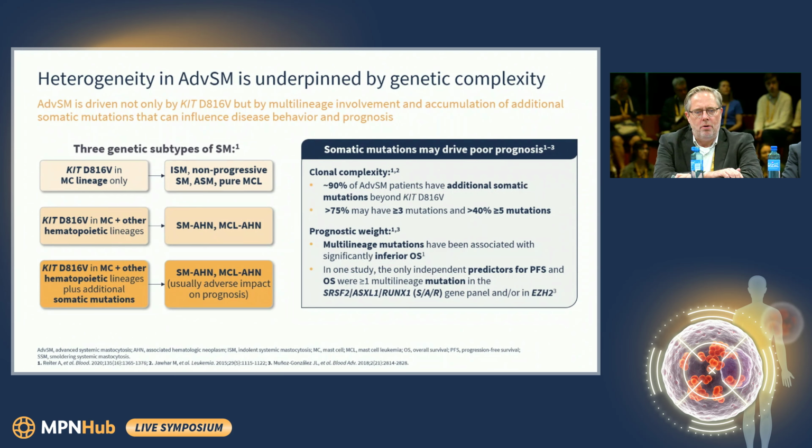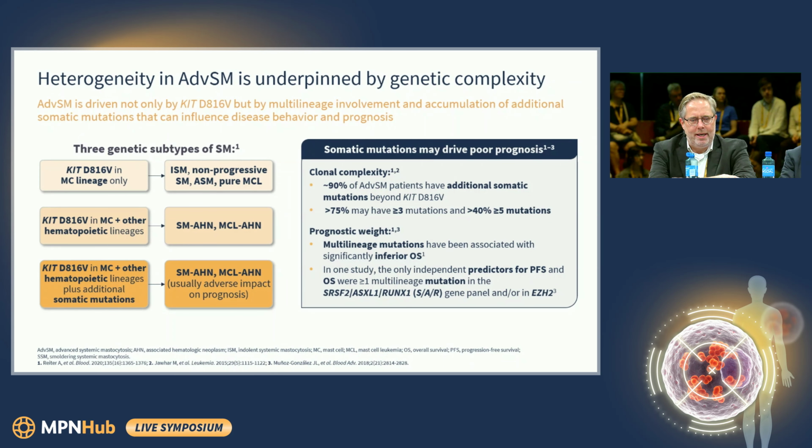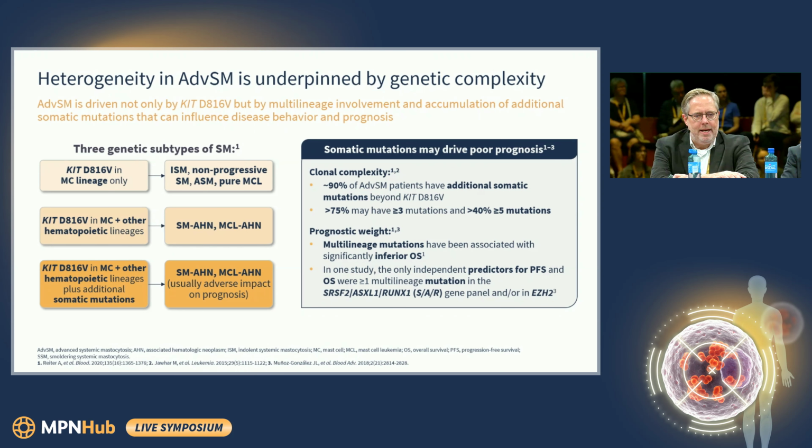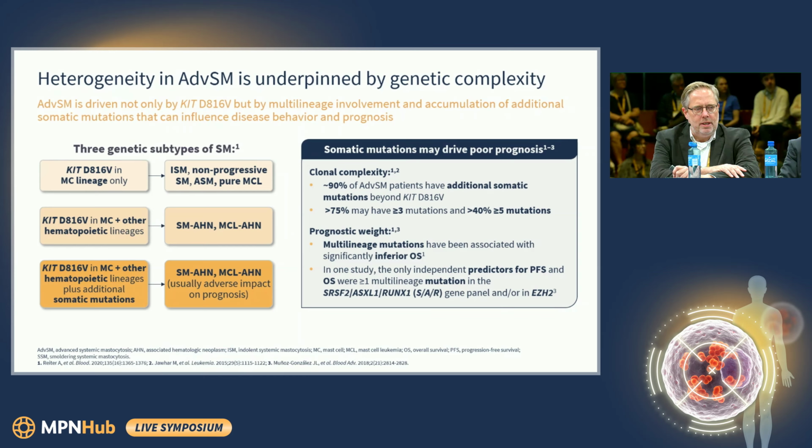So we have heard already about KIT and additional somatic mutations. And I want to take you through this again. These are really the two main genetic characteristics of the disease. So number one, KIT. KIT can be present only in mast cells, but KIT can also be present in other hematologic lineages. So, for example, in leukocytes, in monocytes, in eosinophils. And as long as the KIT mutation is only in the mast cells, this is basically systemic mastocytosis.